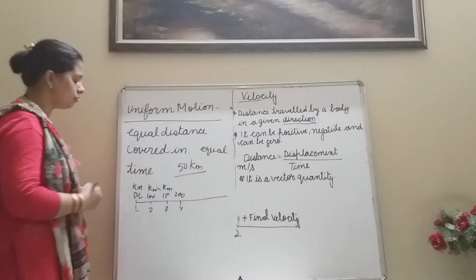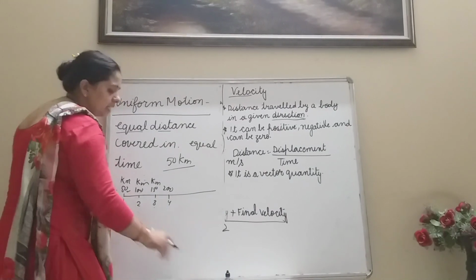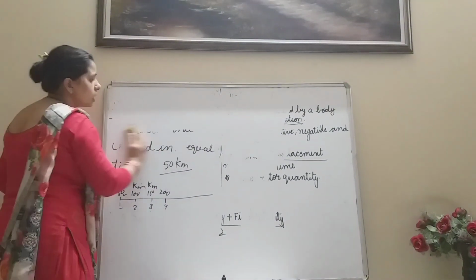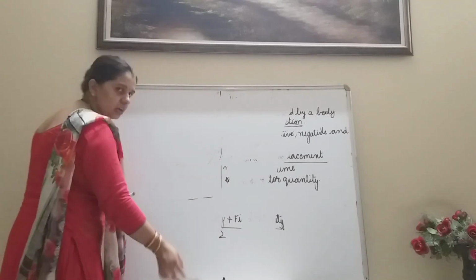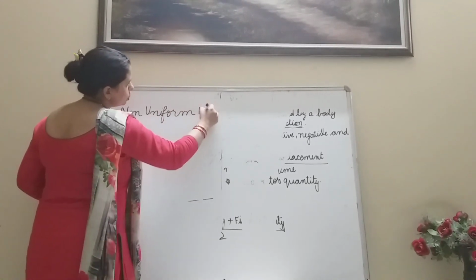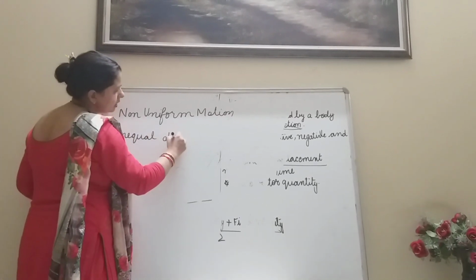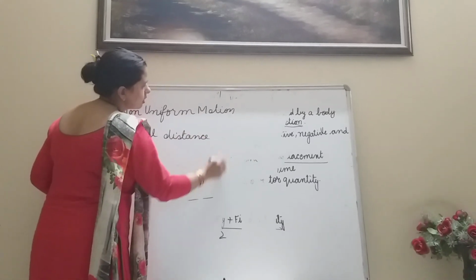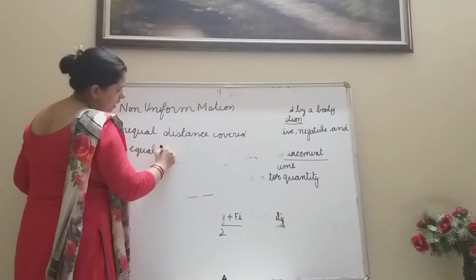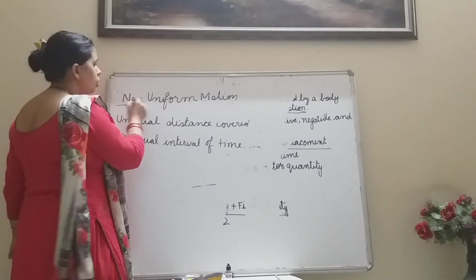And what is non-uniform motion? Non-uniform motion means unequal distance covered in equal intervals of time. It is called non-uniform motion.